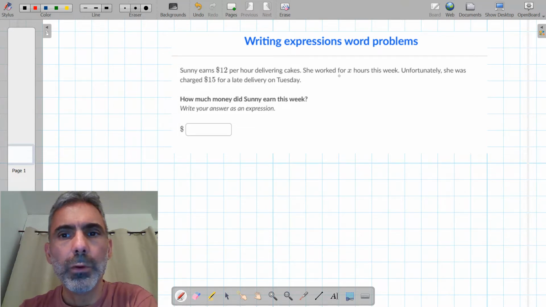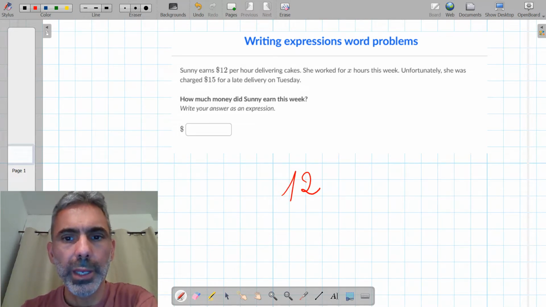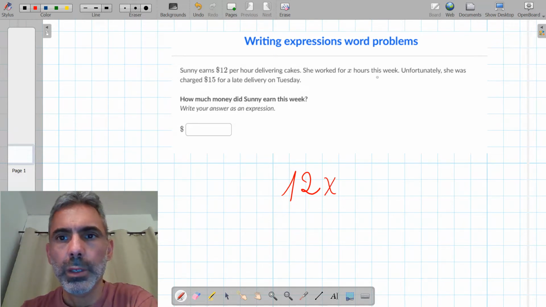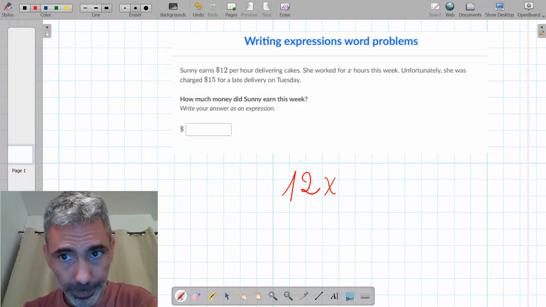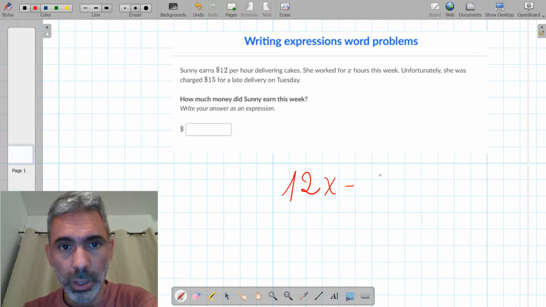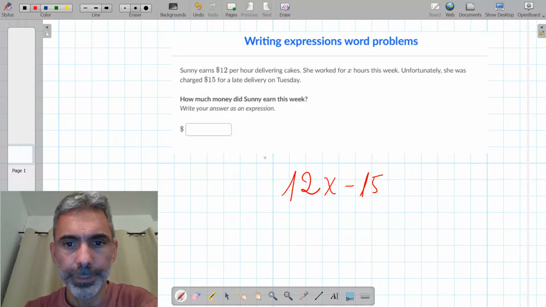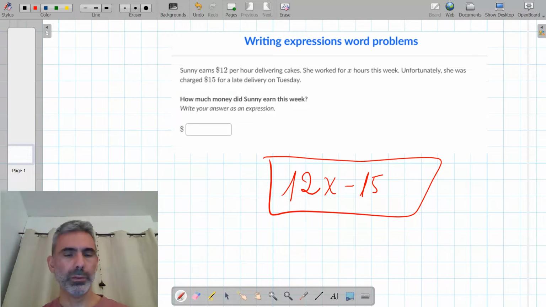She worked for X hours this week. Okay, so $12 times X hours is the amount of money she makes this week. Unfortunately, she was charged $15 for a late delivery on Tuesday. So how much money did Sunny earn this week? This is the amount she made, but from this amount, we need to subtract $15 since she was charged for a late delivery. Okay, so it's 12x minus 15.